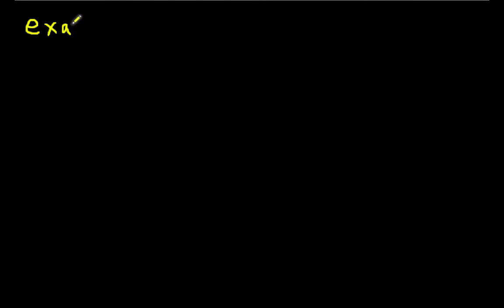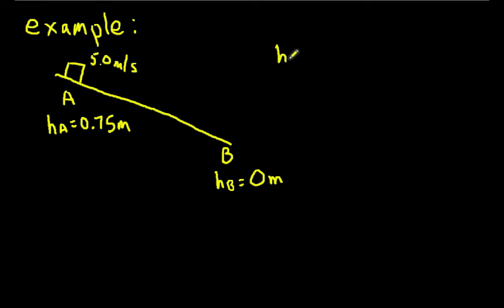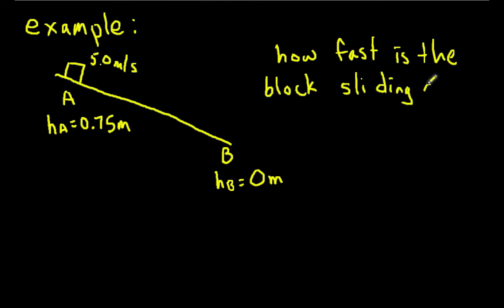Here's an example. The nice thing about this example is I'm going to do an inclined plane problem without having to do all the vector addition that we did when we looked at forces. Here's an inclined plane where an object is sliding down an incline from point A to point B. The height at point A is 0.75 meters, and the height at point B is 0 meters. We don't even need to know the angle of the incline because energy is not a vector, it's a scalar, so direction doesn't matter. We just want to know how fast is the block sliding at point B, and we can use conservation of energy to solve this.